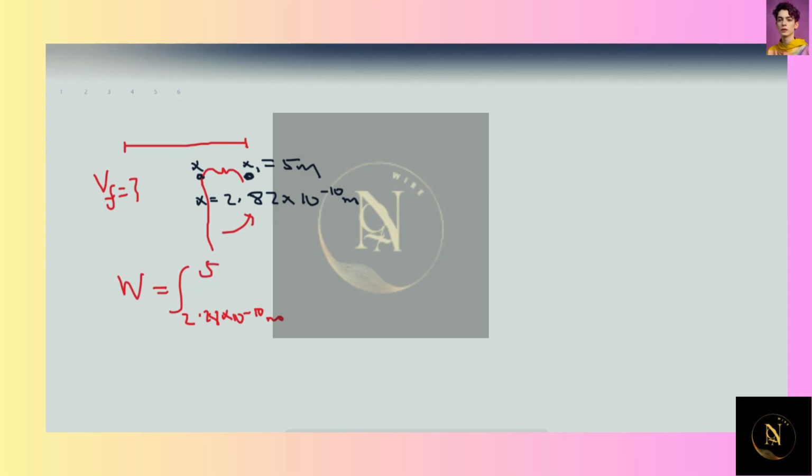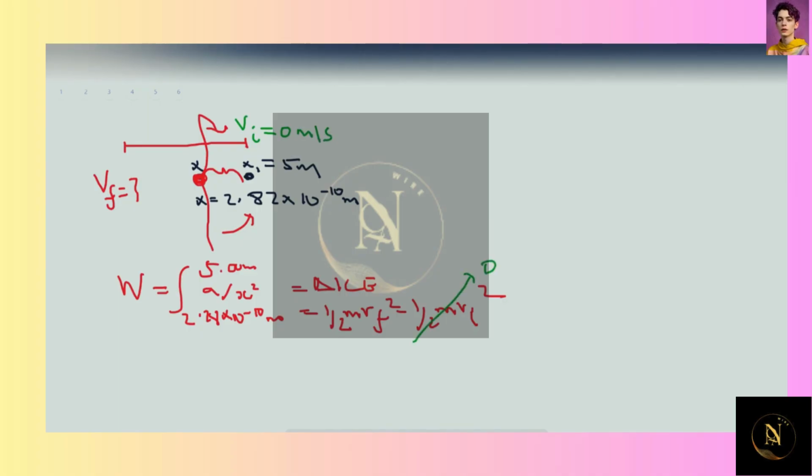Even though it ends up at 5.00 meters, we still have to do the integral of alpha over x squared and equate that to the change in kinetic energy. The change in kinetic energy is 1/2 m v final squared minus 1/2 m v initial squared. And you can recall that the initial velocity when it stops, right here, is 0 meters per second. So this whole thing will be 0. We just need to find the integral.